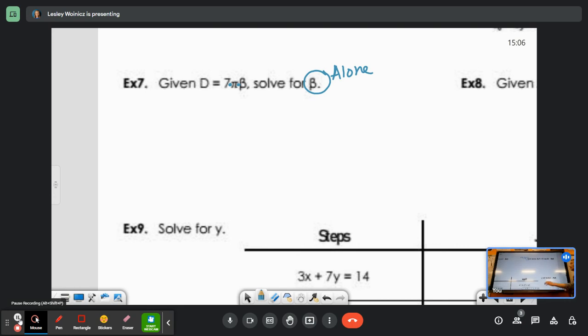We divide, yeah. So we want to get rid of multiplying by 7, so we have to divide by 7. We want to get rid of multiplying by pi, so we divide by pi. And if we do it to the right, we have to do it to the left. Okay? My 7's cancel. My pi's cancel. And ta-da! Beta is all alone on its side.